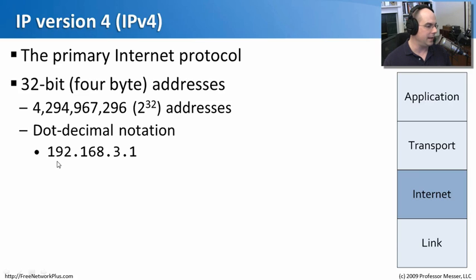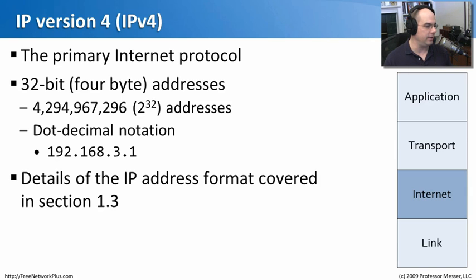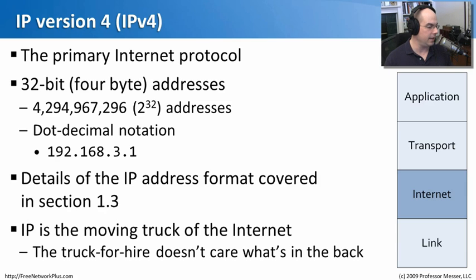You'll always see these written out in what we call dot decimal notation. These are decimal numbers and they have dots between them, like 192.168.3.1. It's a very common way of us human beings looking at Internet Protocol addresses. The details of this address format are in section 1.3. We have a video just for really breaking out IPv4. What does this really mean? What does each one of those little decimal areas mean? What is it really broken down into? So if you want to know more on that, be sure to check out that video.